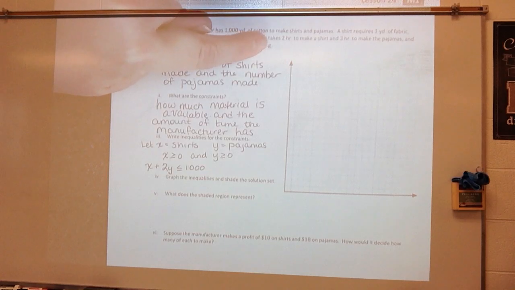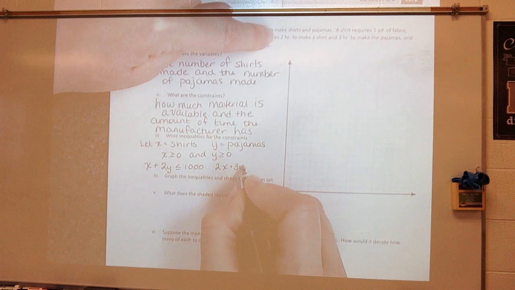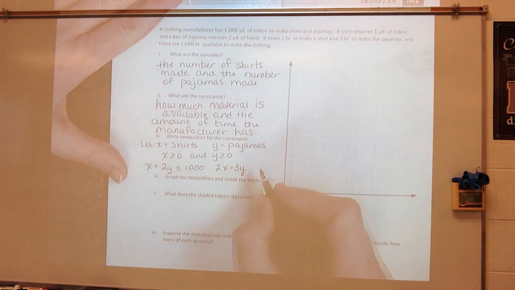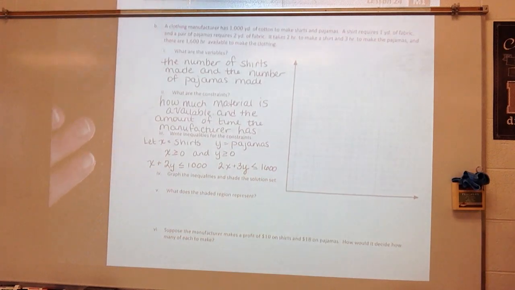Let's look at the time it takes to make these. So it takes 2 hours to make a shirt, so 2x, and it takes 3 hours to make a pair of pajamas, and there are only 1,600 hours available. So that has to be less than or equal to 1,600. Okay? Now it says graph it. This is where those coloring pencils will come in handy.